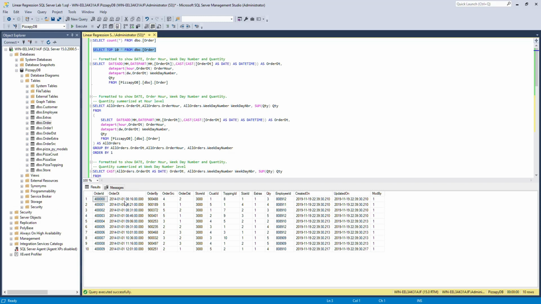We have order ID and the order date. Just pay some attention to that order date, which has an hour and also a minute component, right? And then we have all other variables like order source, store ID, topping ID, size ID, and extras. This is an indicator, but the most important thing is the quantity.